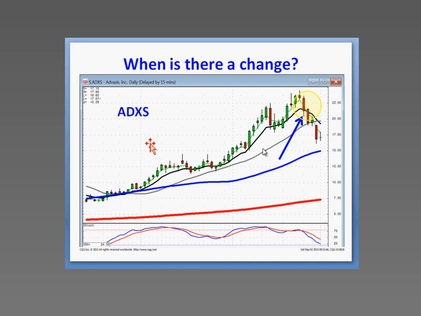Now I can do that same process in approximately 5 to 7 minutes after the close each day.